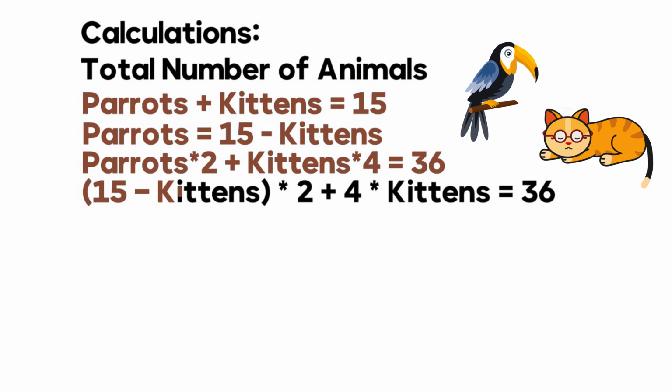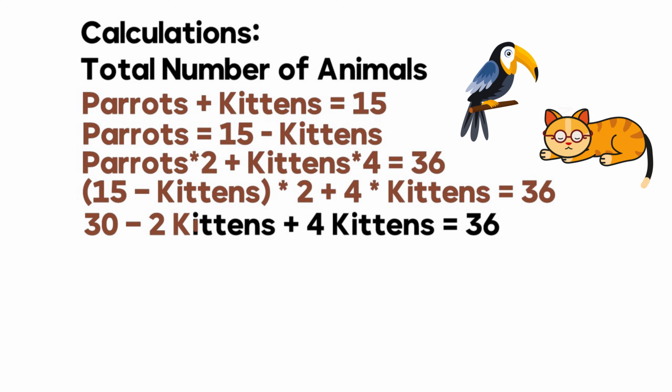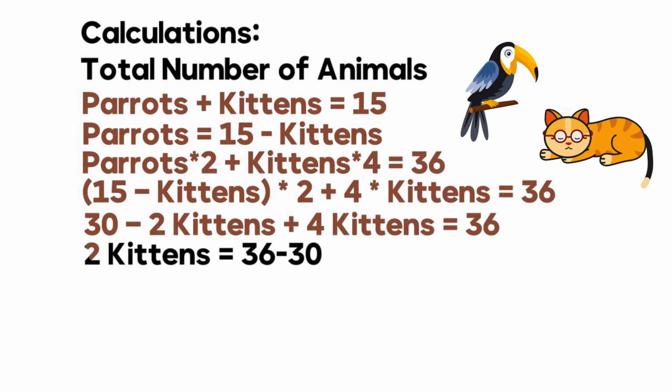So 15 minus kittens multiplied by 2 plus 4 multiplied by the number of kittens equals 36. Which means 30 minus 2 kittens plus 4 kittens equals 36. After simplification, 2 kittens equals 36 minus 30. Which means that there are 3 kittens in the store.